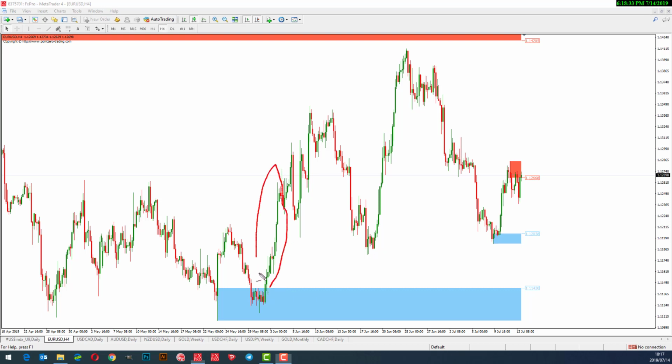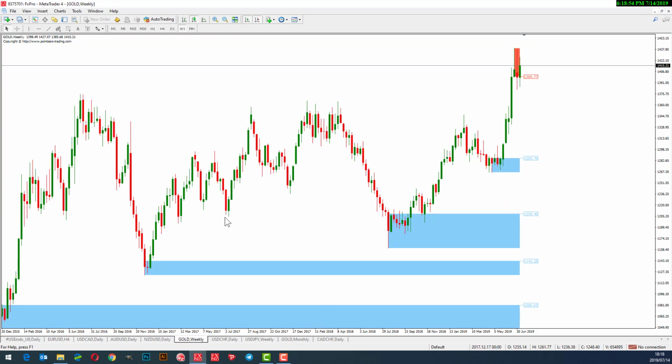See, strong impulsive move to the upside, we range, strong impulsive move to the upside, retrace. I'm expecting another strong push to the upside. You see, so that's pretty much it when it comes to the dollar. So now we are going to look at gold.